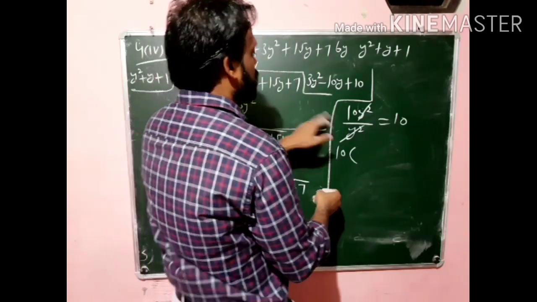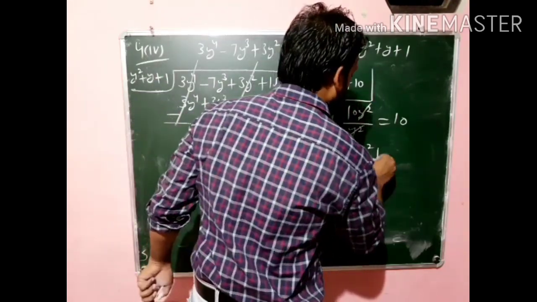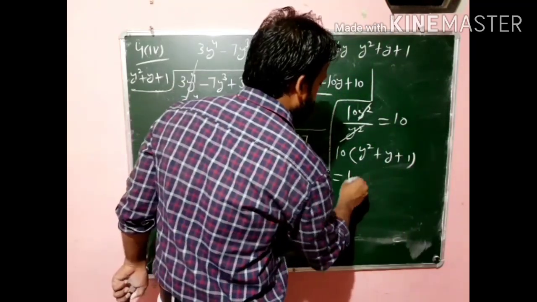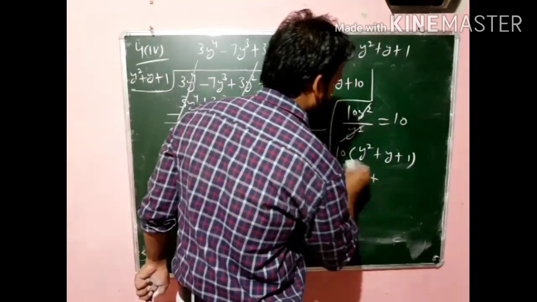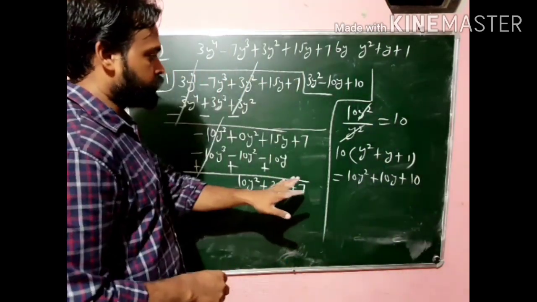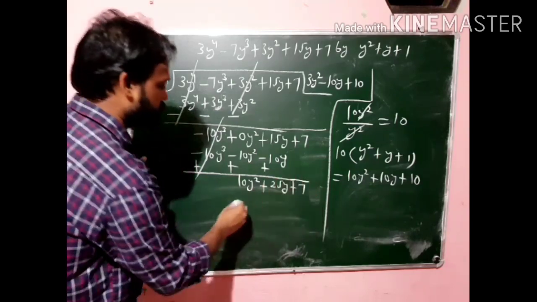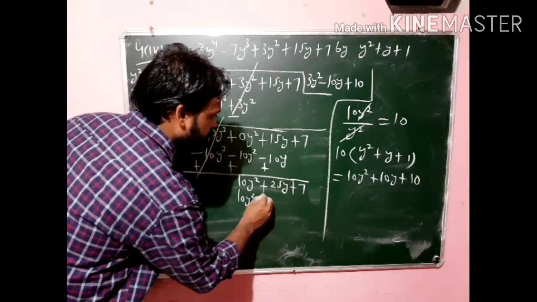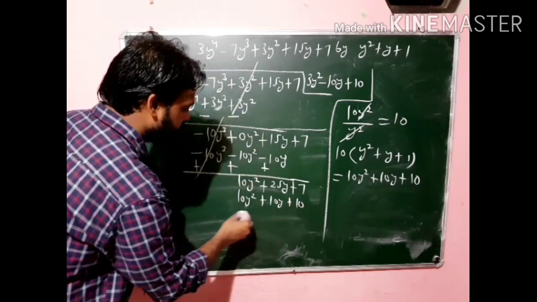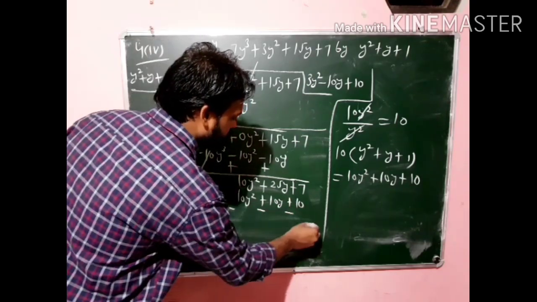And now we have to multiply this with the divisor, that is y square plus y plus 1. Now multiply this, it will become 10y square plus 10 into y is 10y plus 10 ones are 10. So now write down here, of course, this is 10y square plus 10y plus 10. Now change the sign, it will become minus, minus and minus.